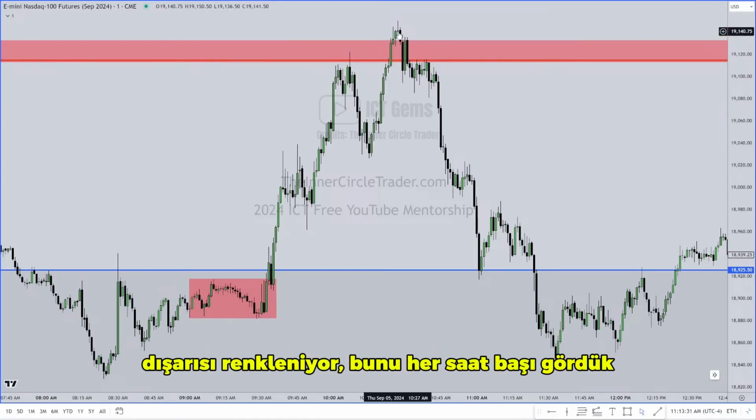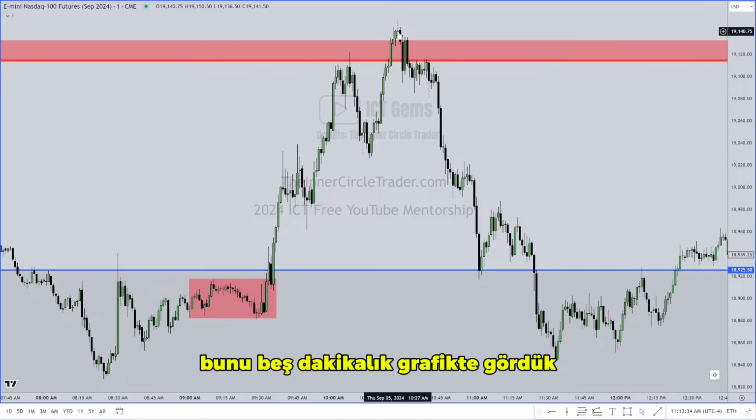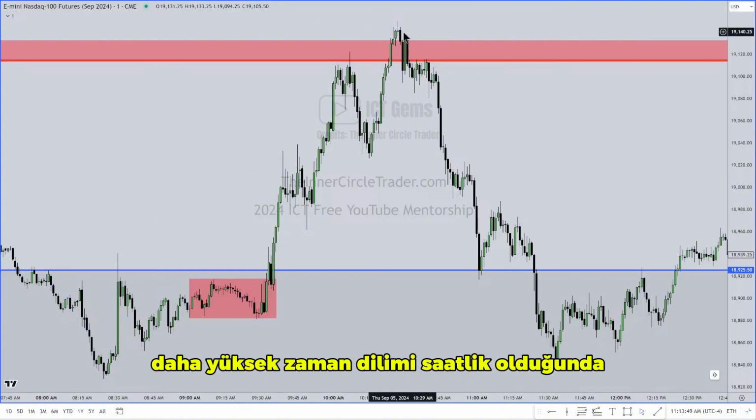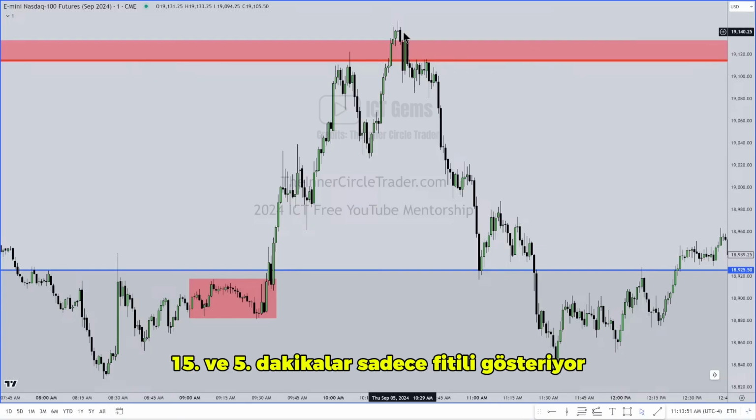It's coloring outside. We saw it on the hourly. We saw it on the 15-minute time frame. We saw it on the 5-minute chart. There were wicks up here, right? That's what these bodies are on a 1-minute chart. That is completely permissible. We're not going to look at the bodies of a 1-minute time frame when the higher time frames, hourly, 15-minute, and 5-minute, are showing just the wicks.